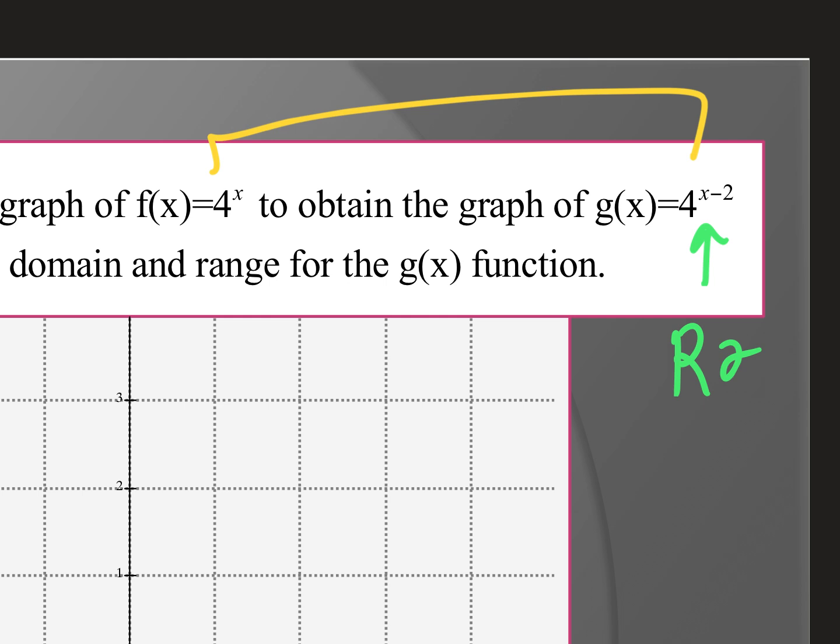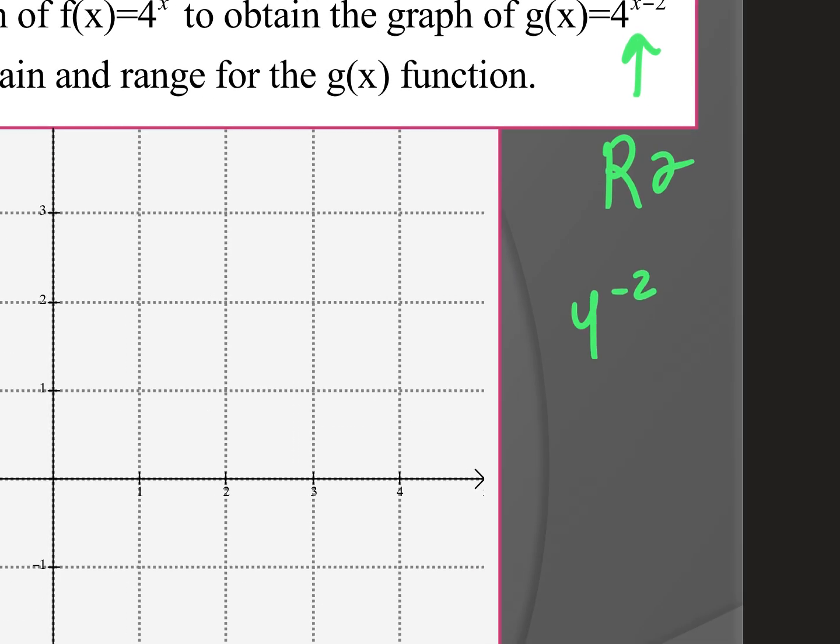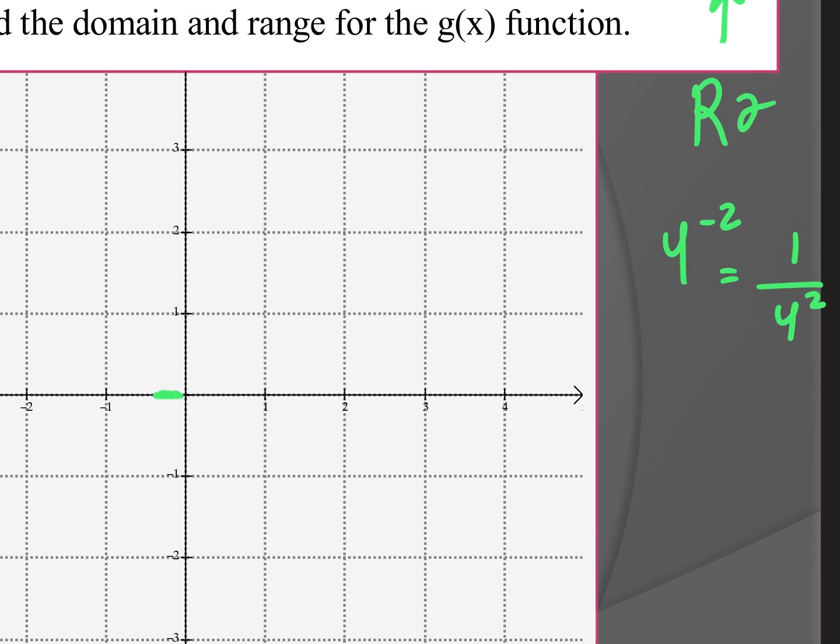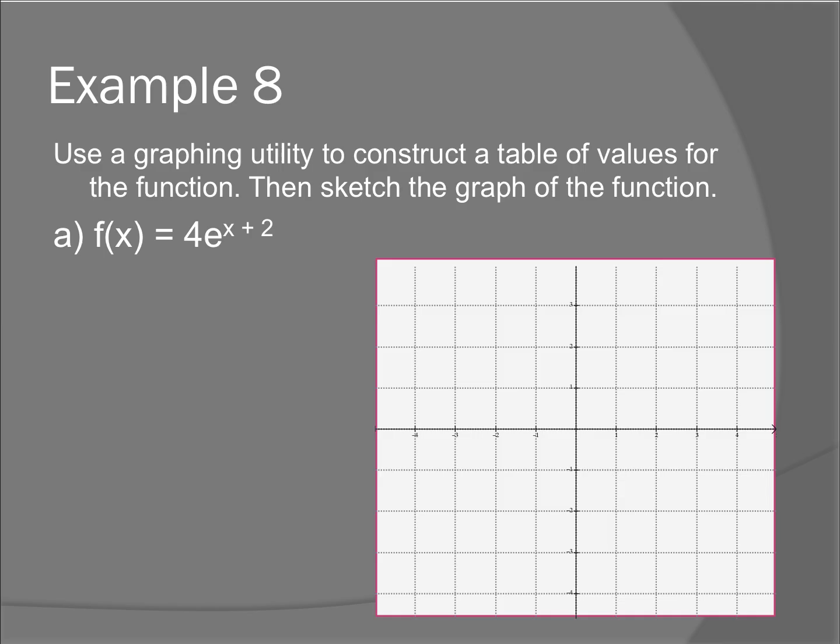Plug in 0 for x. So it's 4 to the negative 2. You guys are like, what? How do you make a negative exponent positive? Turn it to a fraction. Good. So where does this cross the y-axis? At 1/16. Do we know exactly where that is? No, but we know it's a little bit above what? 0. Right? So if this is your asymptote, then it's going to be right there, just a little bit above it. But it's really not terribly difficult.